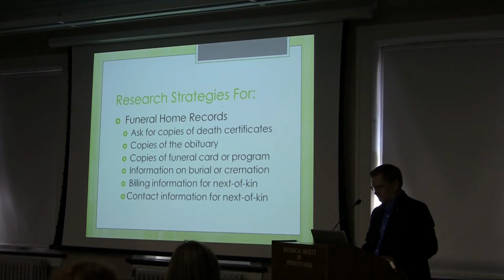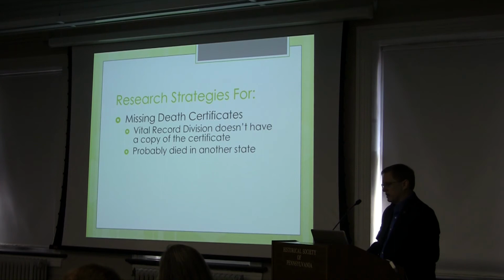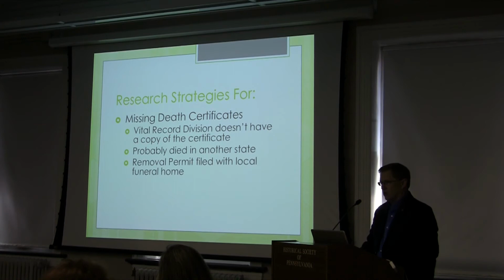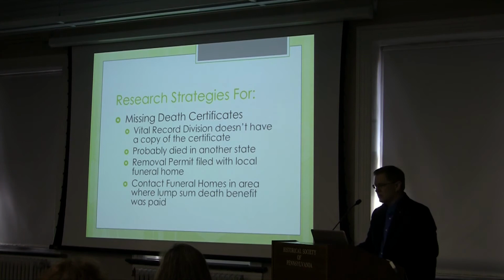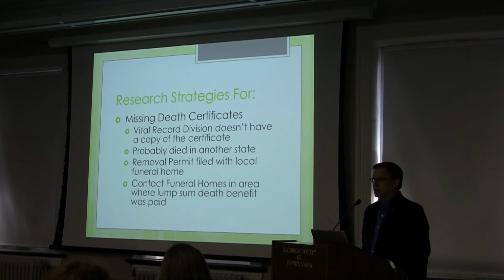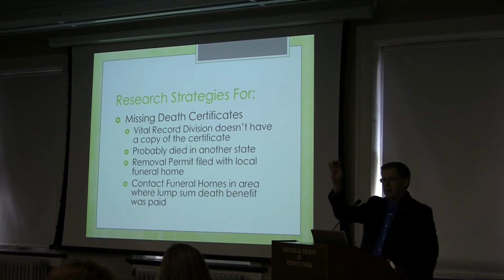Missing death certificates: the Vital Record Division doesn't have a copy of the death certificate. They possibly died in another state, as I have just explained to you. That's a very appropriate possibility. The removal permit was filed with the local funeral home, and you may get a copy of that. You may want to contact the funeral homes in the area where the lump sum death benefit was paid in Social Security. So, for example, in this instance of my father's first wife, the lump sum death benefit was paid to the daughter with whom she was living in Illinois. So that was my first clue that she may have died in Illinois, not in Pennsylvania.